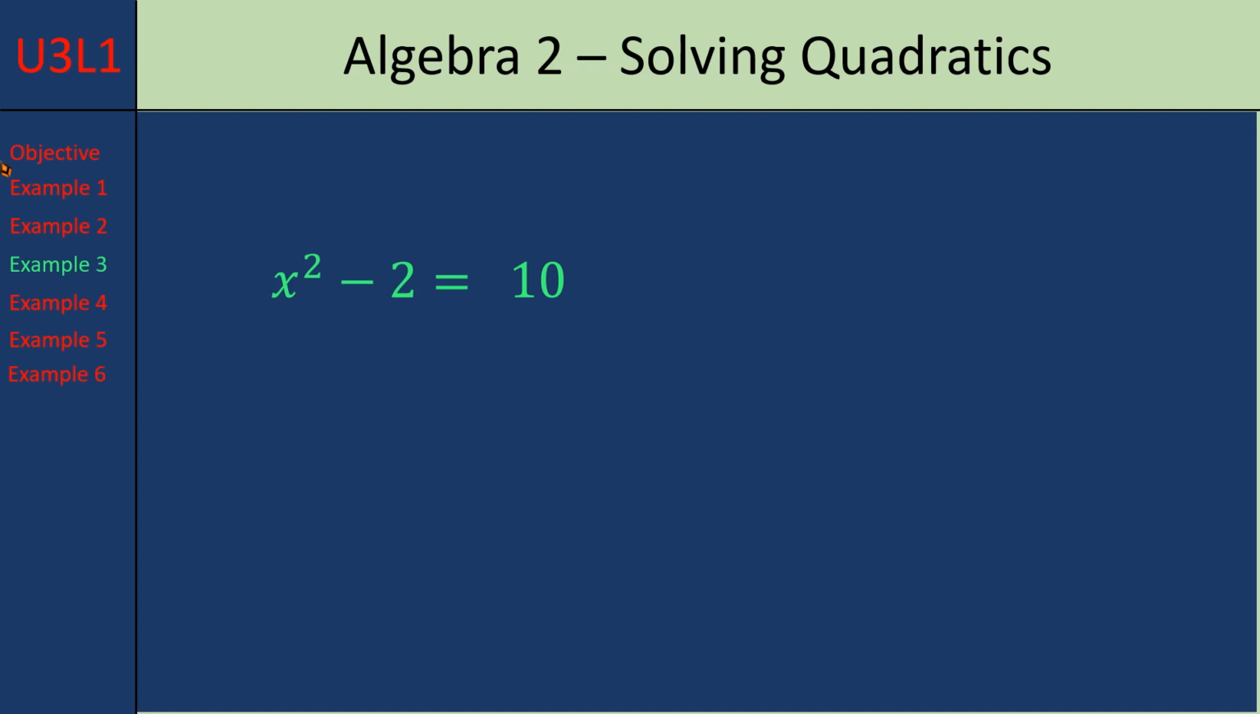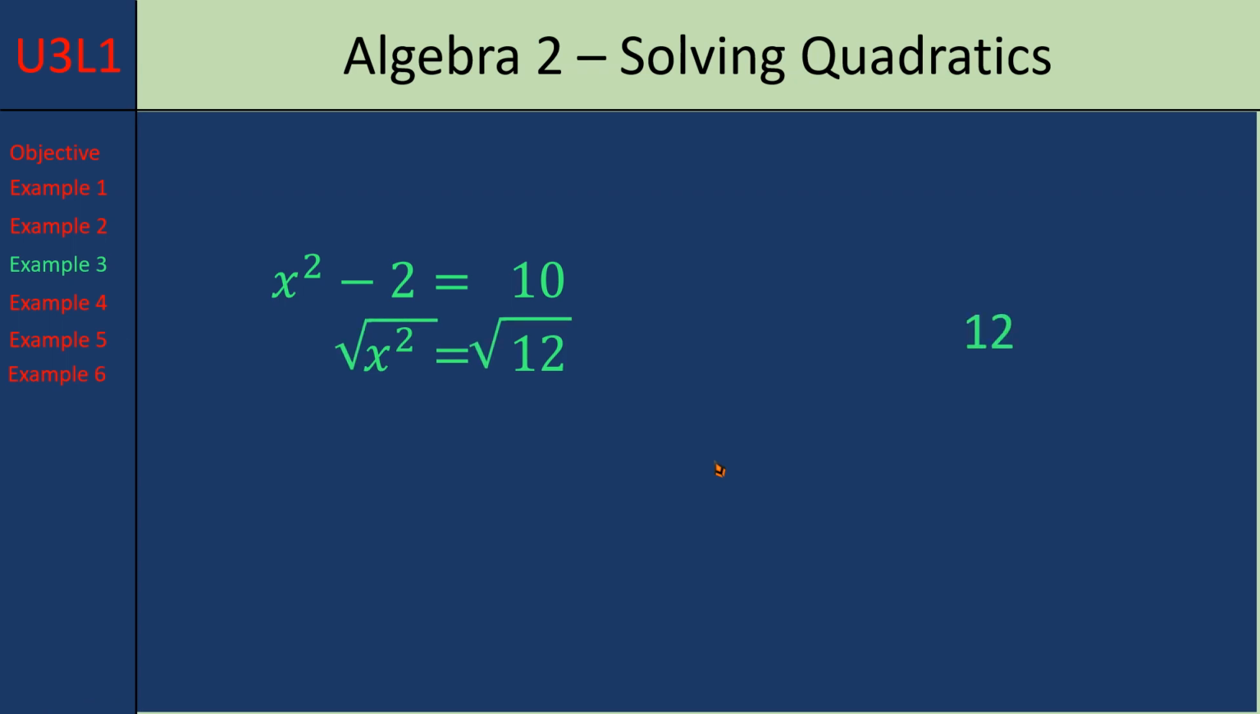Now here you can't square root both sides just yet, because you can't square root the whole thing. You have to get rid of the 2 first, just so you have the x squared by itself. You need to have something squared by itself to square root. You can't have extra things around it. So I have to add 2 to both sides. So I have x squared is equal to 12. And then I square root both sides.